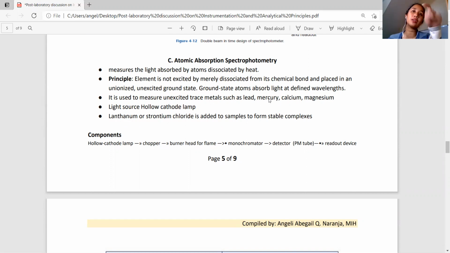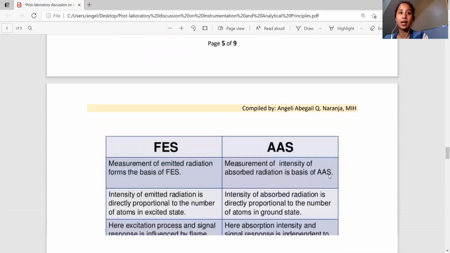Siguro magbigay lang ako ng example. Ito, atomic absorption spectrophotometry. Hindi ko makalimutan to kasi we used this when I was in undergrad. Ang thesis namin, trace metals sa tubig, kasi nagkaroon ng garbage slide nung panahon na yon. So, AAS is good for measuring trace metals like your lead, mercury, calcium, magnesium. Ito, hollow cathode lamp. Ang source niya, UV yung ini-emit niya. May chopper, may monochromator, may PM. Walang exit at entrance slit.